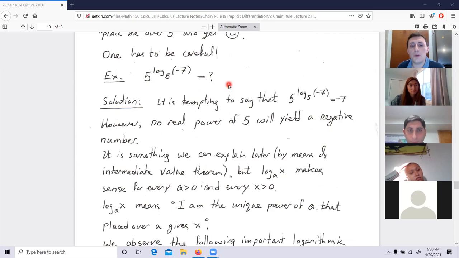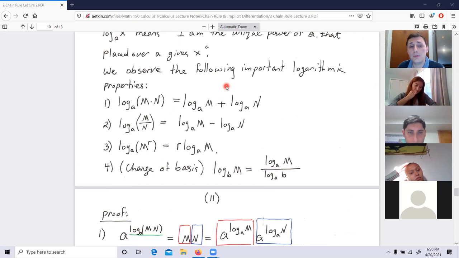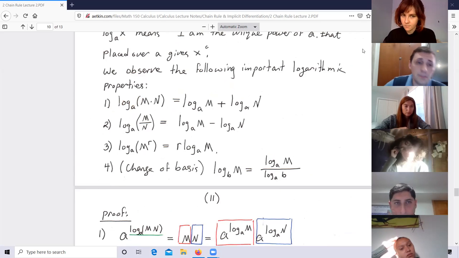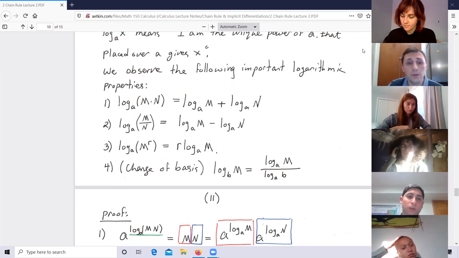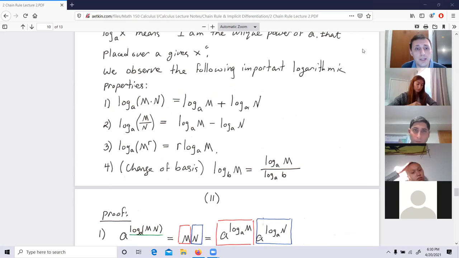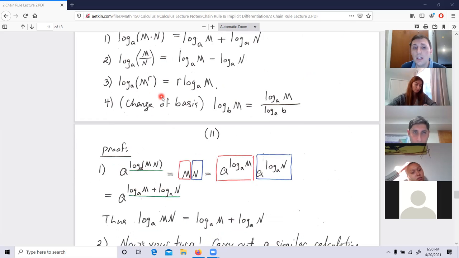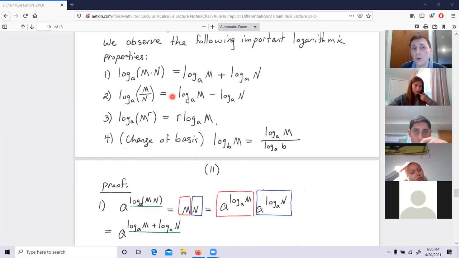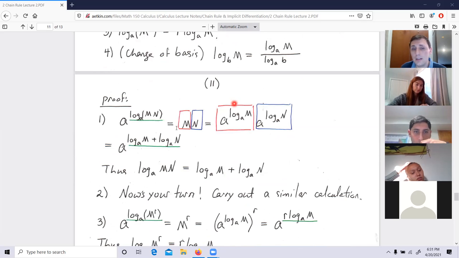So, we were studying the properties of logarithms, guys. Do you remember those properties? So we are saying that logarithm base a of a number is supposed to be the unique power that when placed over a will give you the number. So in other words, log base a of m times n means that if you place this expression over a, you will get m multiplied by n. And this is how we are using that to verify properties of logarithm. Yes? So a to the power of log base a of mn will be mn. You agree?